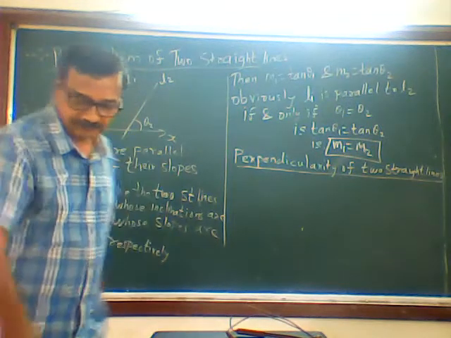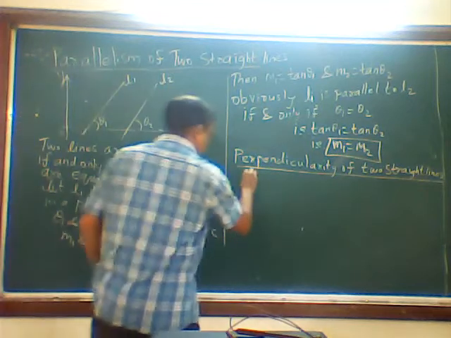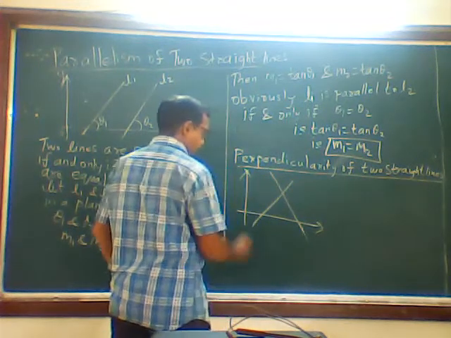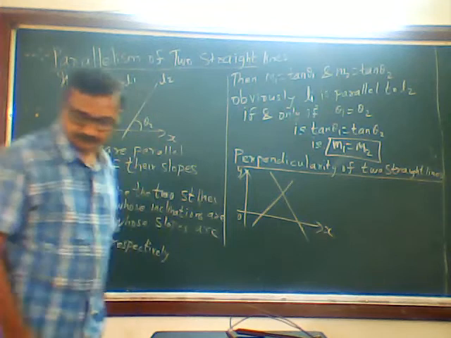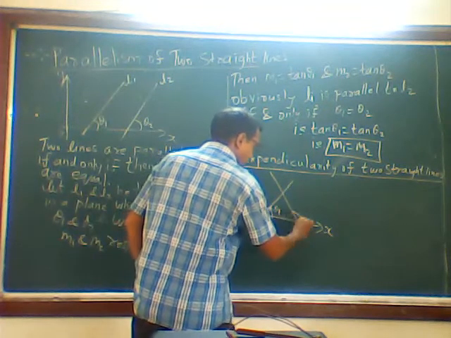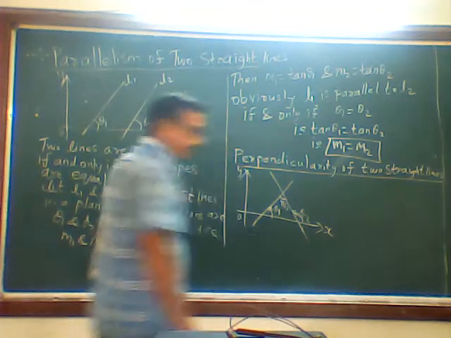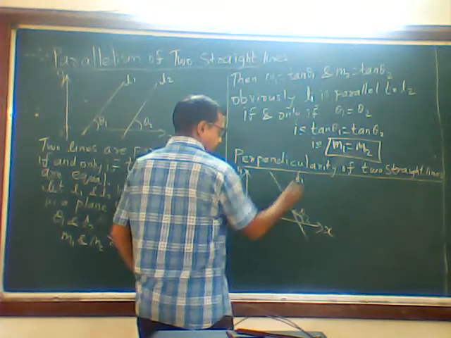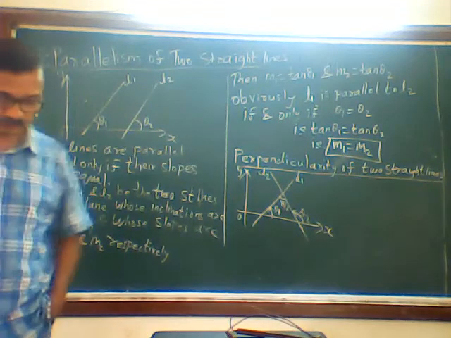Perpendicularity of two straight lines. So I draw the diagram here. This line is intersecting. This is x axis, this is y axis, this is origin. So now this will be theta 1, this will be theta 2, and this will be 90 degrees. This is theta 1 it is making, this is the first line, this is theta 2 it is making, this is the second line, L1 and L2.